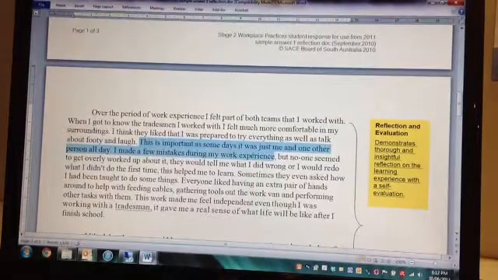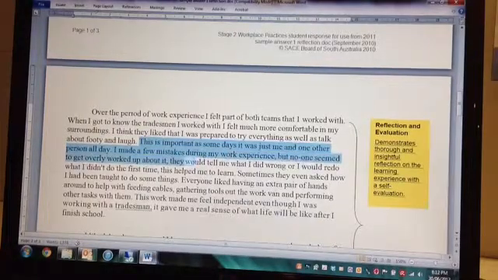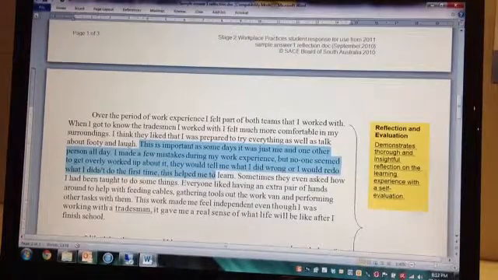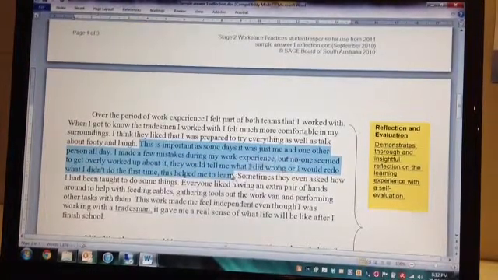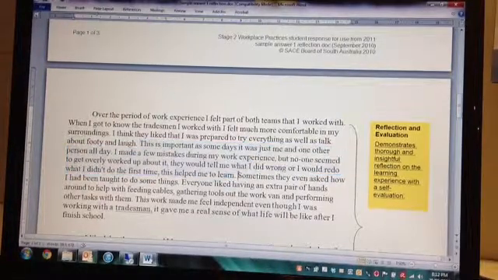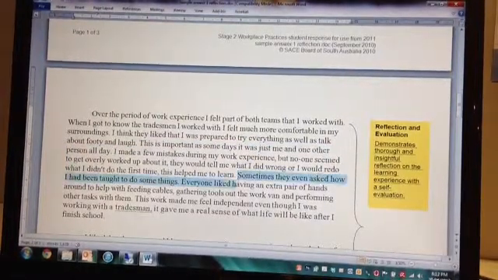I made a few mistakes during my work experience, but no one seemed to get overly worked up about it. They would tell me what I did wrong, or I would redo what I didn't do the first time, and this helped me to learn. Another employability skill is learning. Sometimes they've even asked how I'd been taught to do some things.